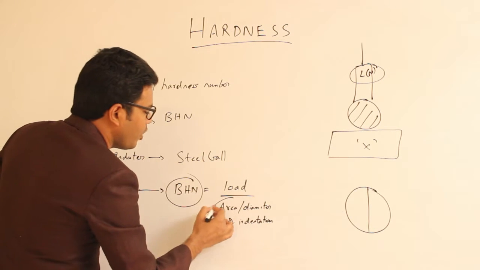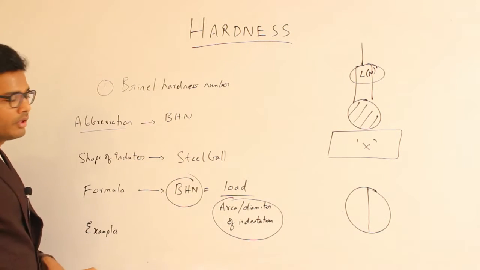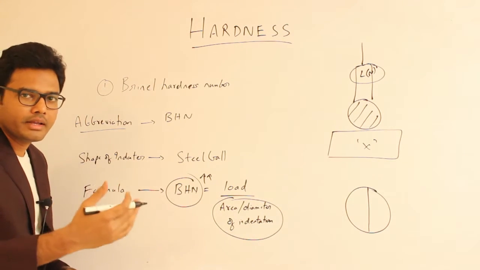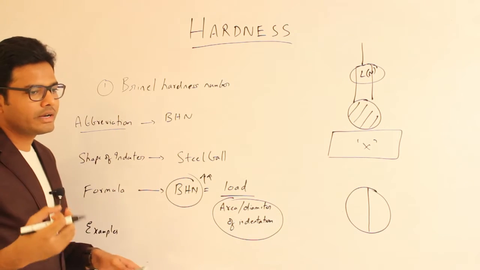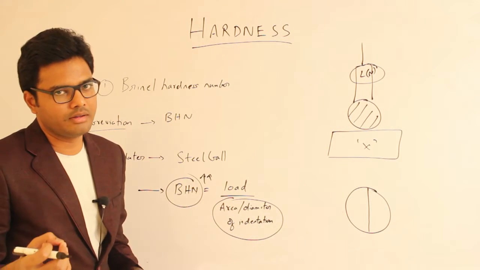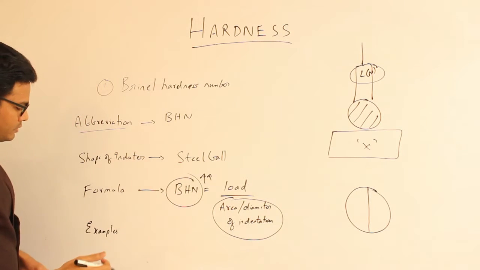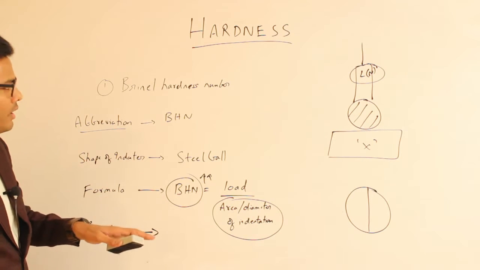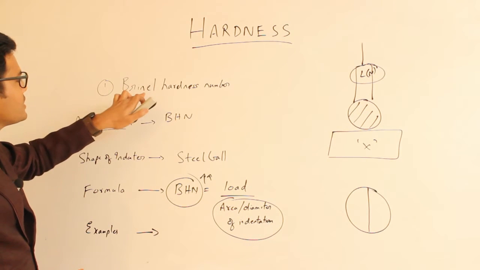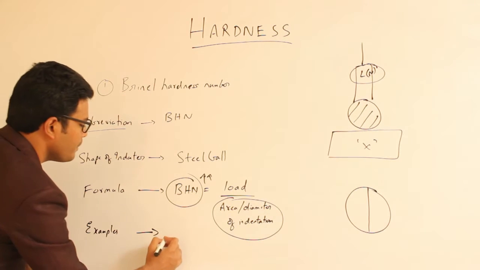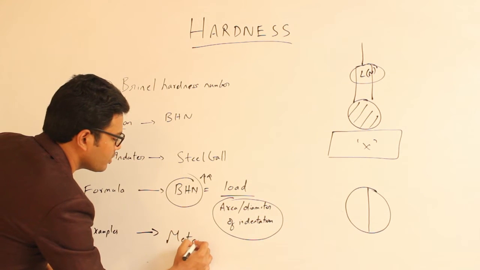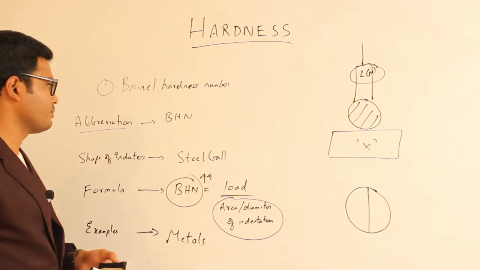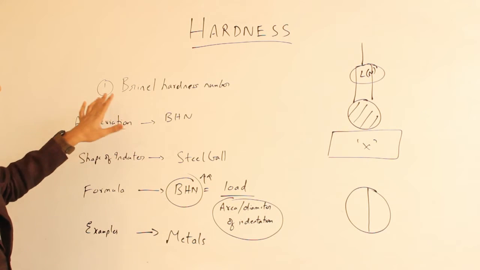So the smaller the area of indentation, the greater the Brinell hardness number, the harder the material is. So if the Brinell hardness number is more, it indicates that a material is very hard, which is evident from this formula. And what materials can be used to evaluate their hardness using Brinell hardness number? Brinell hardness number evaluates the hardness of metals or various metallic materials which are being used in dentistry. So this is in brief regarding Brinell hardness number.